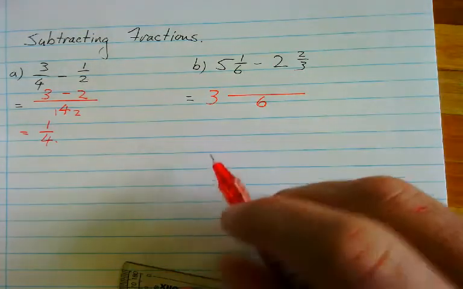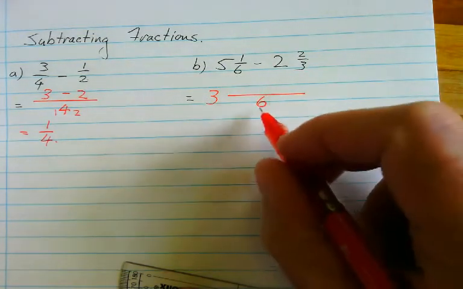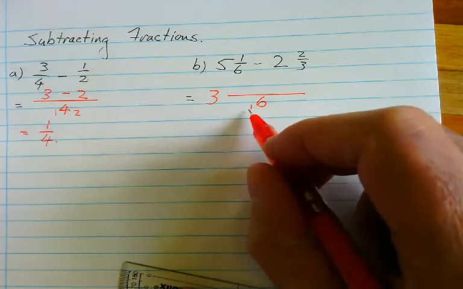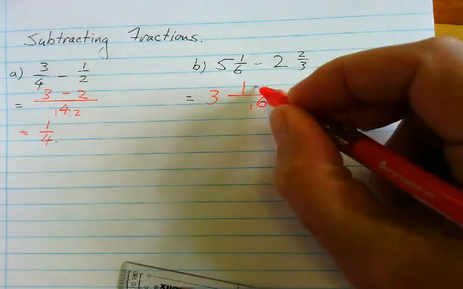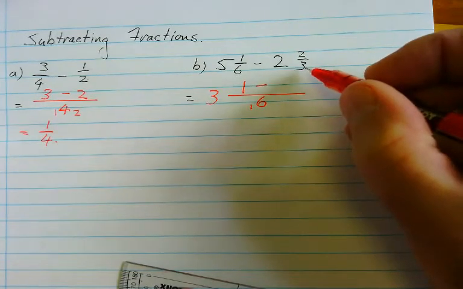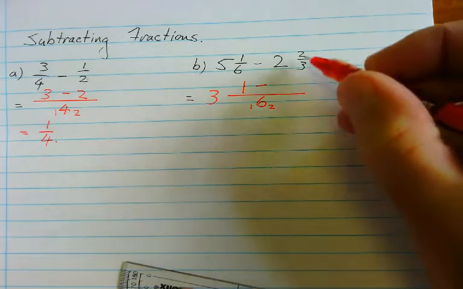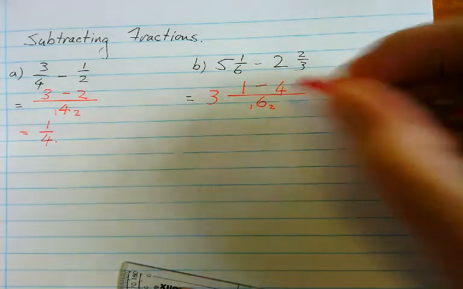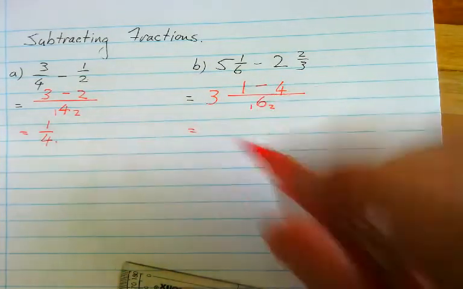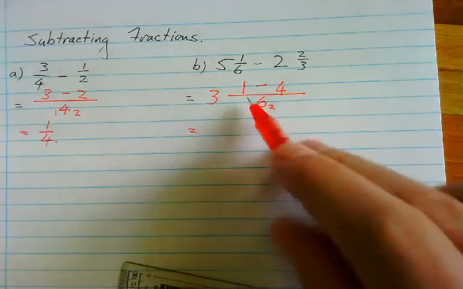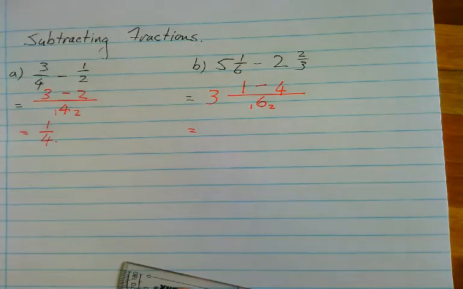So there goes my 6. 6 goes into 6, into itself, once. 1 times 1 is 1. Minus, 3 goes into 6 twice. 2 times 2 is 4. And now I have a problem because I can't subtract 4 from 1, which is where this step comes into play.